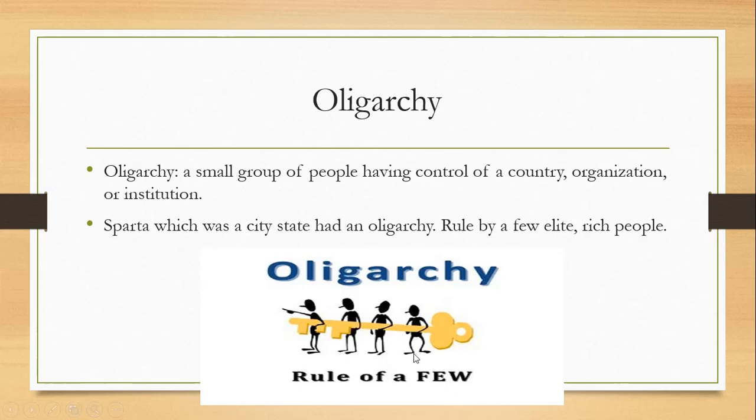Like the key shows kind of the power. They're the leaders. They're the government. Rule by a few. It can be from like 3 to 20. So it's just a few people who rule the city-state. So oligarchy was in Sparta. Sparta has an oligarchy, ruled by few. Remember that.